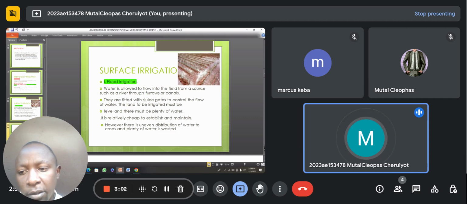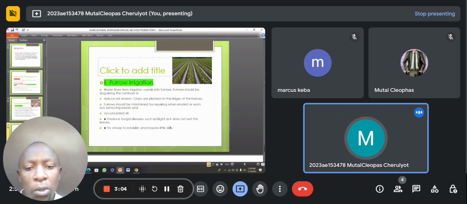The second method is furrow irrigation. Can someone take us through the furrow irrigation? Hilary?